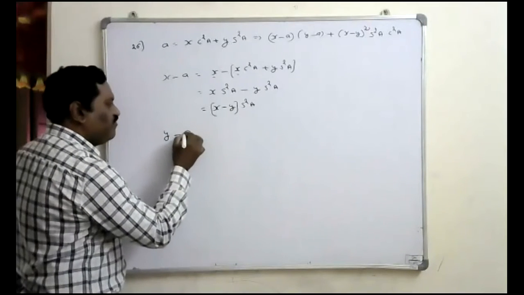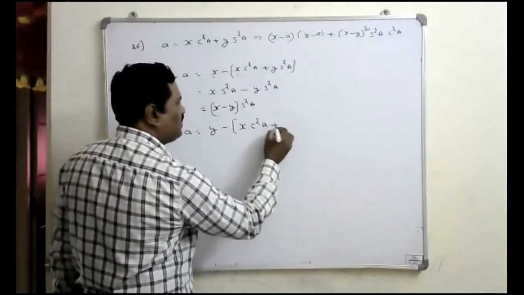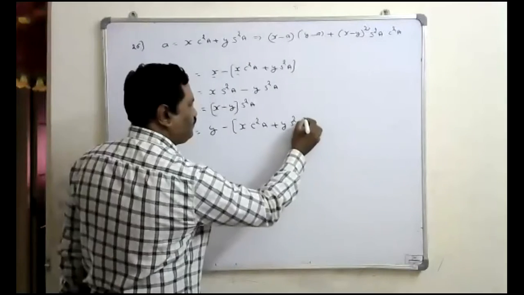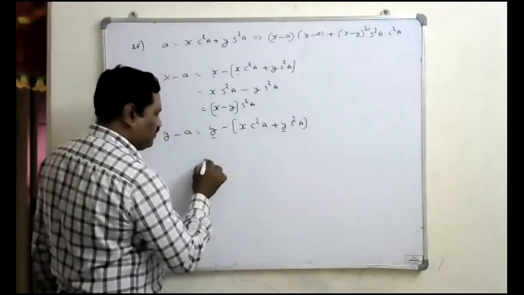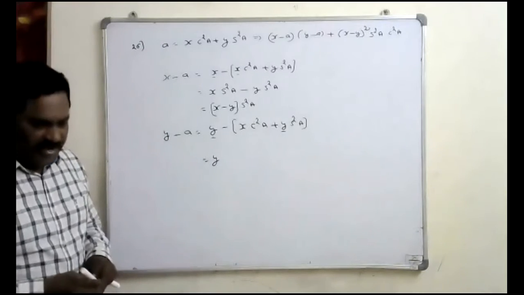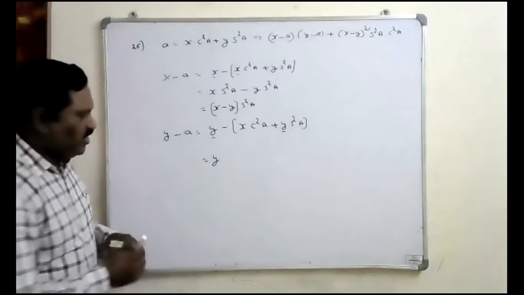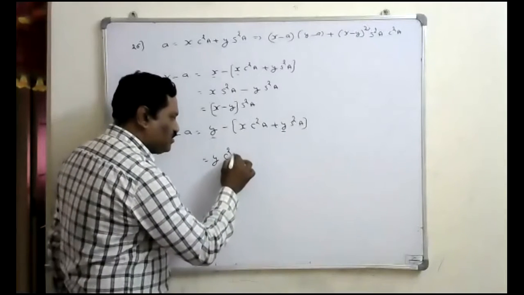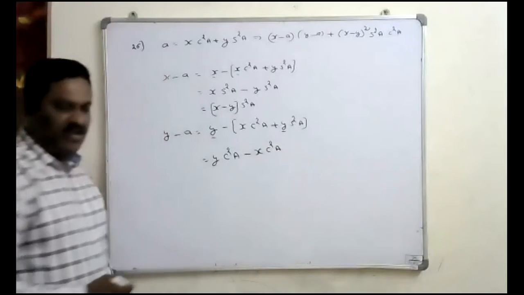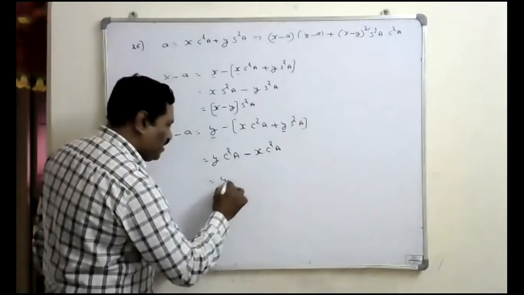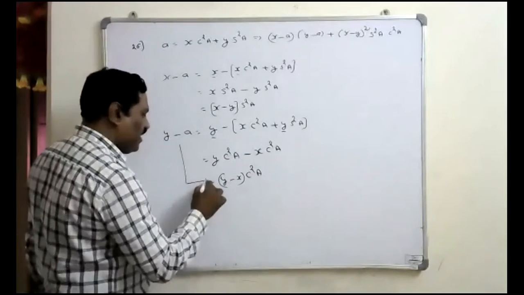Similarly, I will calculate the value of y minus a, that is y minus of x cos square a plus y sin square a. This is the value of a. Now from these y terms, take y common. The remaining is 1 minus sin square a, which is cos square a, then minus x cos square a. Again, take cos square a common, the remaining is y minus x into cos square a. This is the value of y minus a.